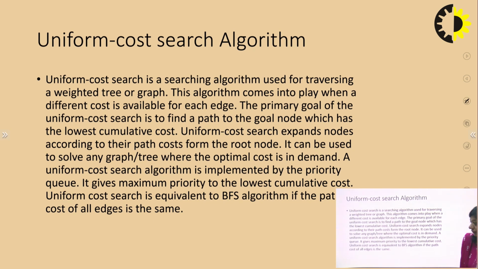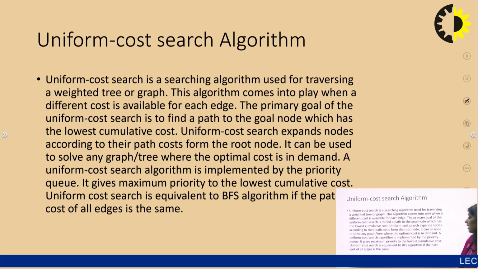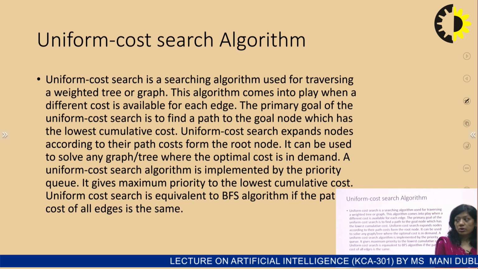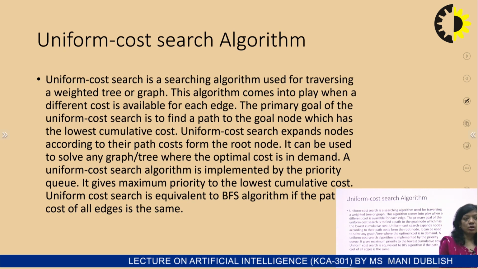Moving on, uniform cost search algorithm. Uniform cost search is a searching algorithm used for traversing a weighted tree or graph. This algorithm comes into play when a different cost is available for each edge. The primary goal of uniform cost search is to find the path to the goal node which has the lowest cumulative cost. Uniform cost search expands nodes according to their path cost from the root node. It can be used to solve any graph or tree where the optimal cost is in demand.